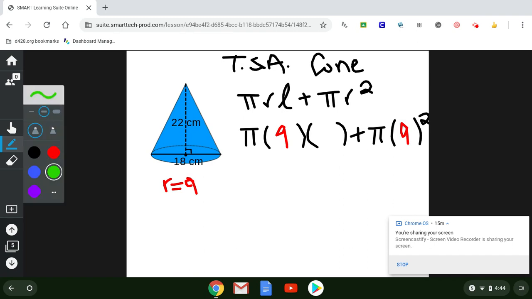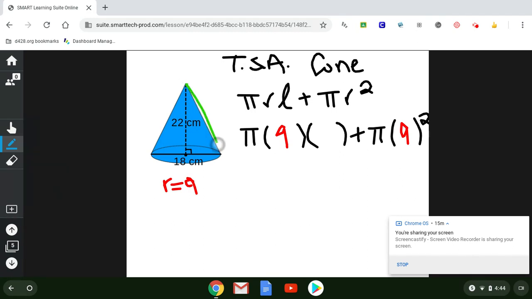And the slant height I actually don't have. I have the true height, which is 22, but I need the slant height, L. So if this is 9 right here, and the height is 22, and I need L, I can use the Pythagorean theorem to find my slant height. So my slant height is 23.77.